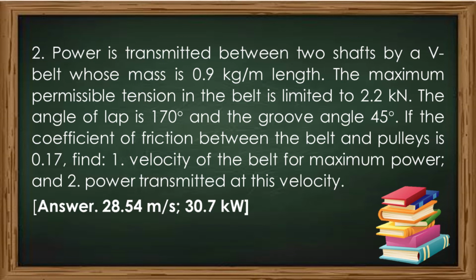For problem number 2, power is transmitted between two shafts by a V-belt whose mass is 0.9 kg per meter length. The maximum permissible tension in the belt is limited to 2.2 kN. The angle of lap is 170 degrees and the groove angle is 45 degrees. If the coefficient of friction between the belt and pulley is 0.17, find the velocity of the belt for maximum power and the power transmitted at this velocity.